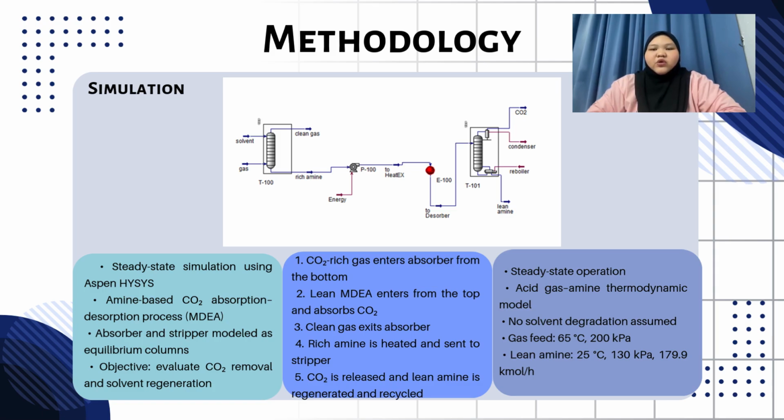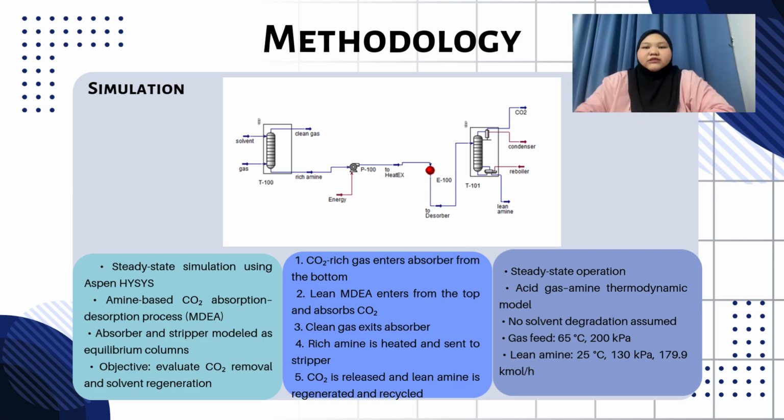The absorber operates with a lean amine inlet temperature of 25 degrees Celsius and a gas feed temperature of 65 degrees Celsius, which results in an amine outlet temperature of 48.45 degrees Celsius. This temperature increase confirmed that CO2 absorption occurs as an exothermic reaction within the absorber. The effect of operating pressure was also significant. The gas entered the absorber at 200 kPa, providing sufficient partial pressure of CO2 to drive mass transfer into the liquid phase. This favorable pressure condition contributes to the observed high CO2 removal efficiency.